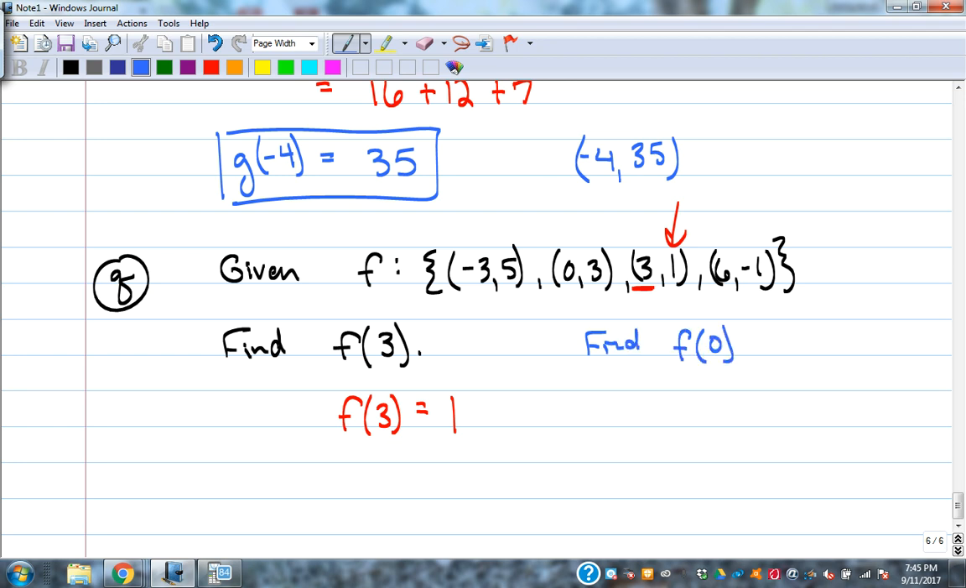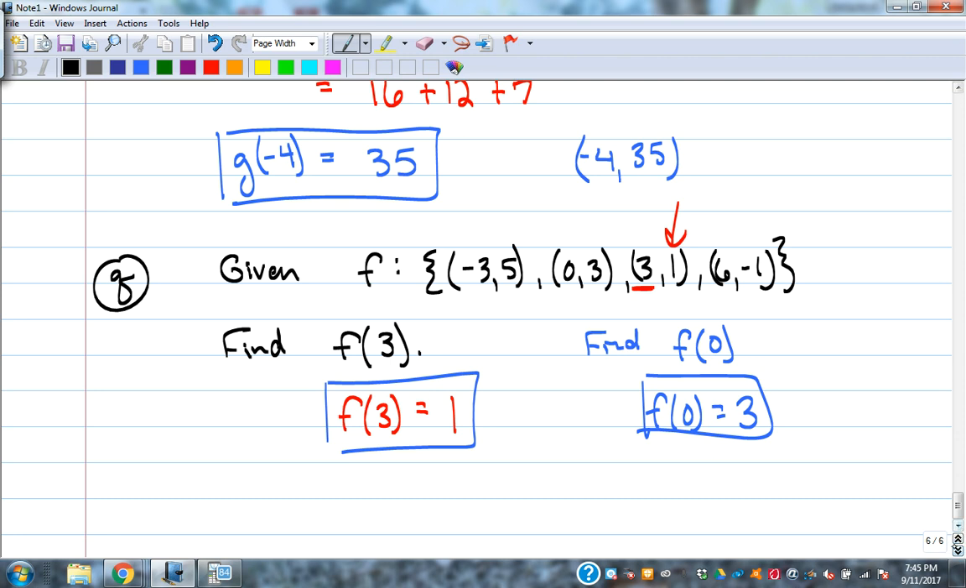If they ask us to find f of 0, it would go with what? 3. Because 0 is the x value. You go up here, you find the ordered pair, it goes with (0, 3). That's the y value. This is the type of problem that seems to trip most people up in this class. May not trip you guys up, but it has in the past, some of my other students. So I just wanted to make sure I stuck one of those in there so that you knew that. All right, let's look at one last thing in this section.